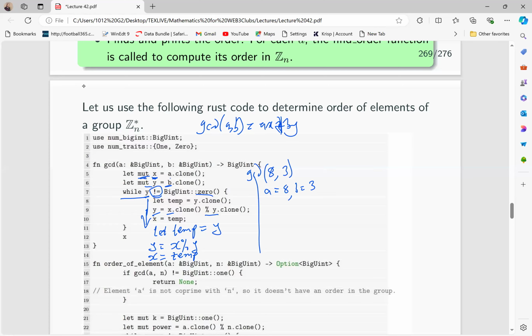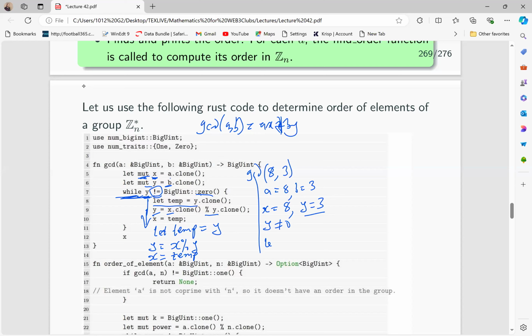So it says let X be A, and let Y be B. So then what happens? These will be mutable. So the next step, what is Y? Is Y equal to 0? Y is not equal to 0. We are at this loop. While Y is not equal to 0, proceed. So therefore, we proceed. And how do we proceed?